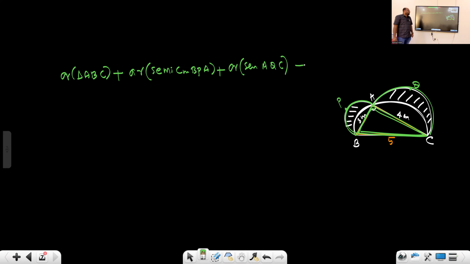From the whole area, you people have to remove what area? Semicircle BAC, minus area of semicircle BAC. Don't forget, this combined shape and all, questions will come. Area of triangle BAC.